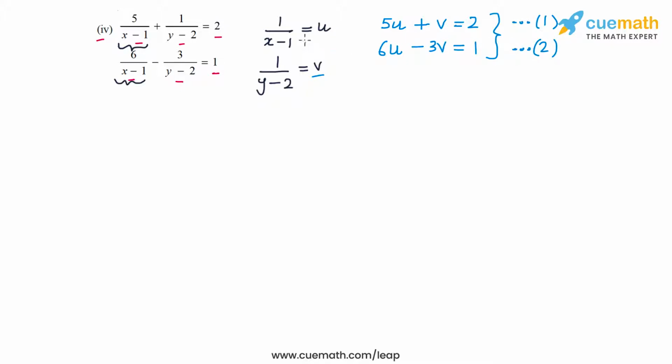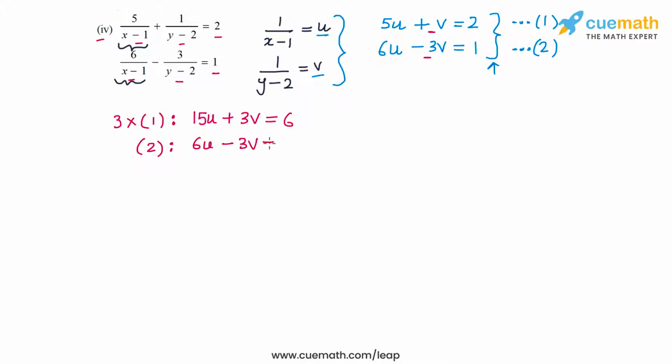And once we have found the values of u and v, we can use this set of relations to find the values of x and y. So let's do that. Let's solve this pair. So we'll use elimination to solve this. If you look at the coefficients of v, the coefficient of v in the first equation is 1, and in the second equation is minus 3. So let's multiply the first equation by 3. So 3 into the first equation will give us 15u plus 3v equal to 6, and the second equation is 6u minus 3v is equal to 1.